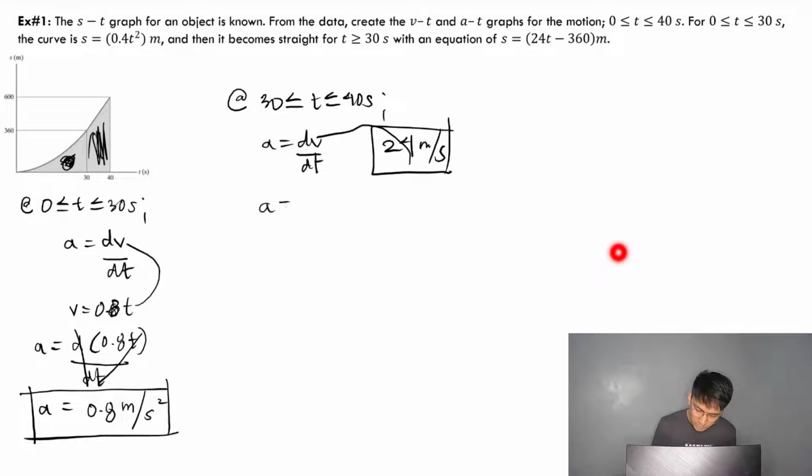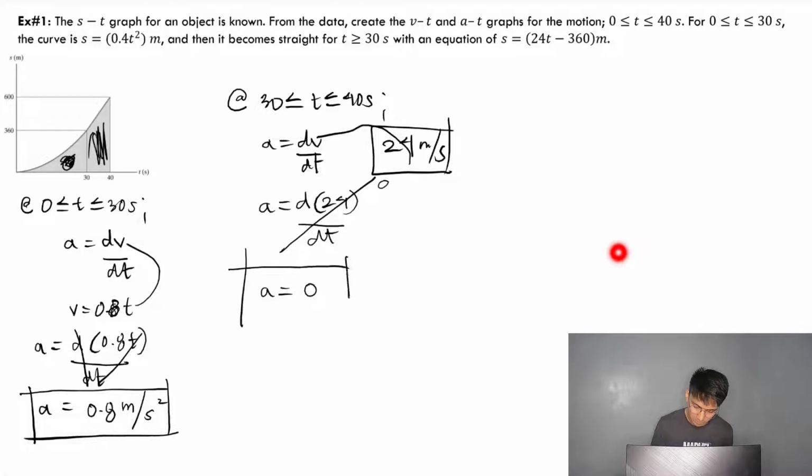So, acceleration now is equal to derivative of 24 over dt. And we all know that the derivative of a constant is 0. So, meaning sa second motion natin, the acceleration is 0. Ayan na po yung ating ipa-plot.